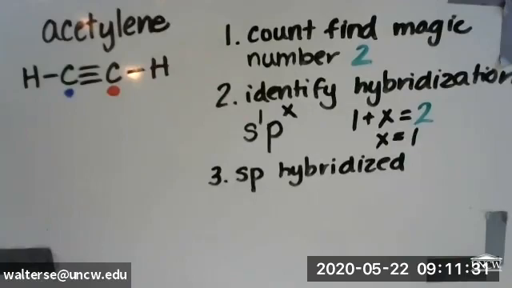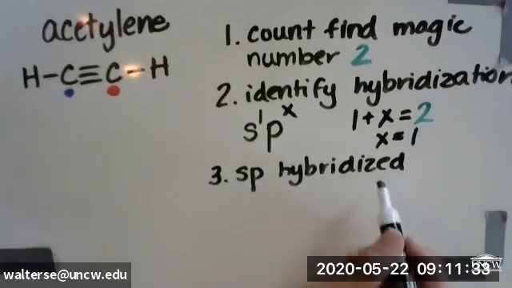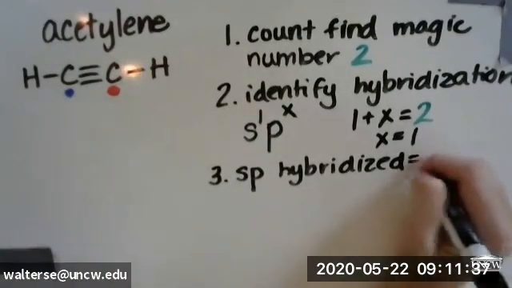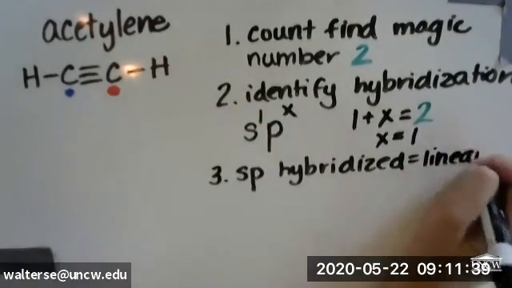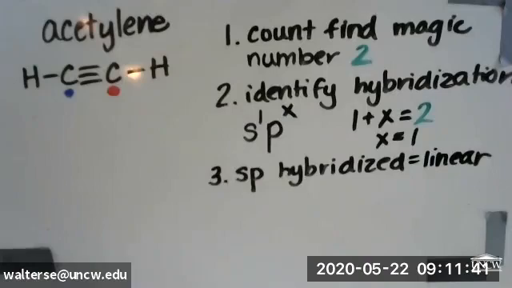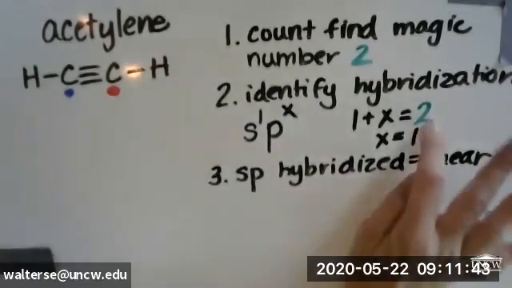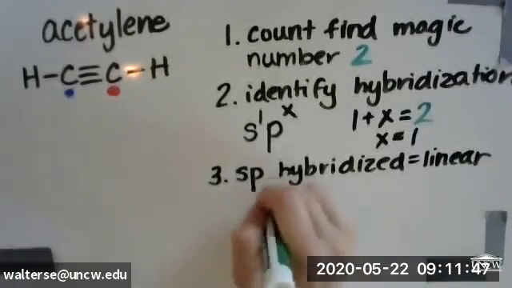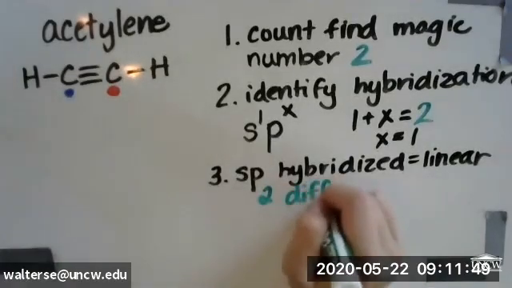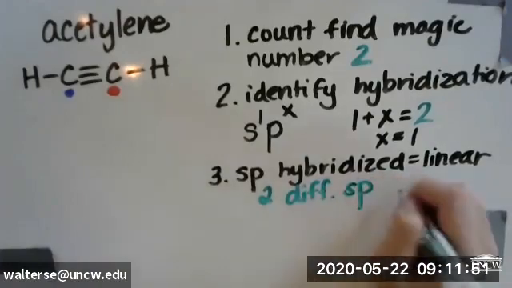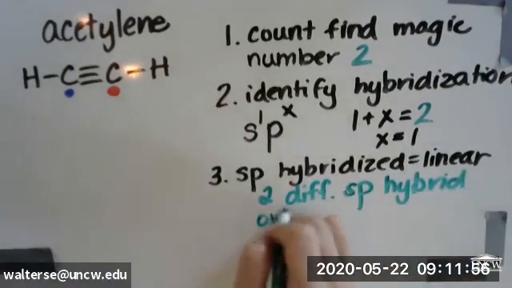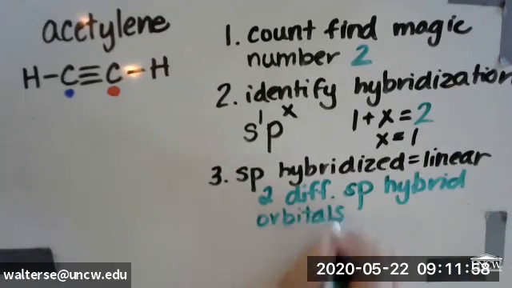Sorry. So the sp hybridization accounts for linear geometry. So acetylene is in a line. What your magic number is telling you is the number of hybrid orbitals you've made. So there are 2 different sp hybrid orbitals on each of the carbon atoms.